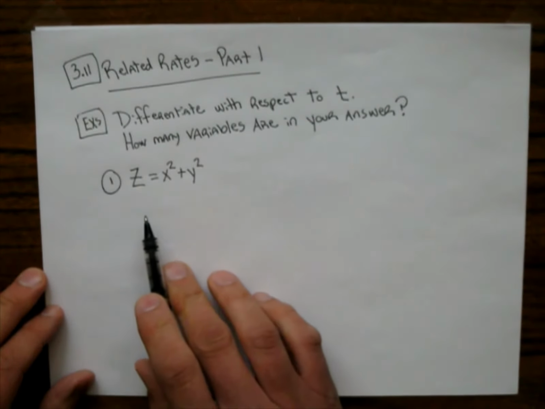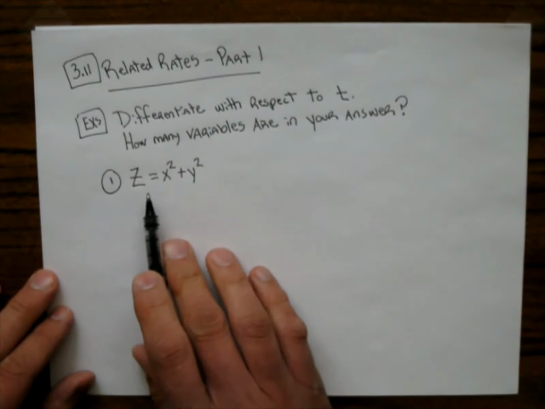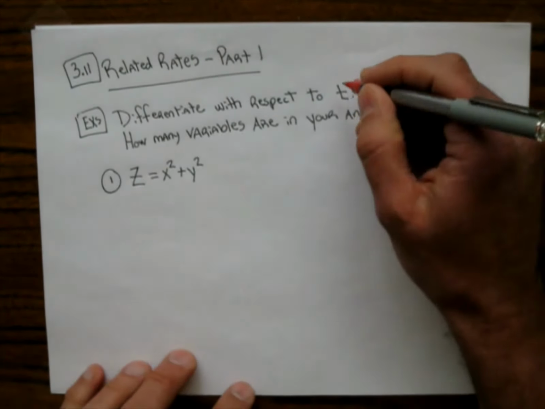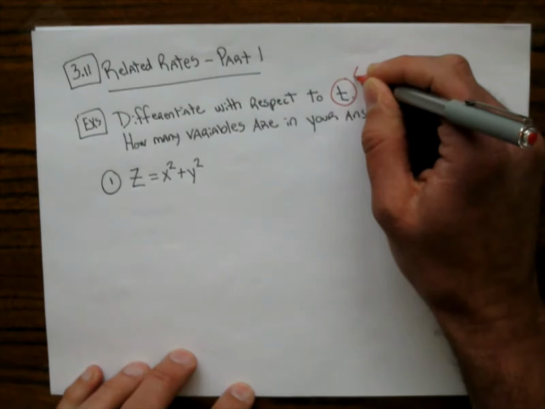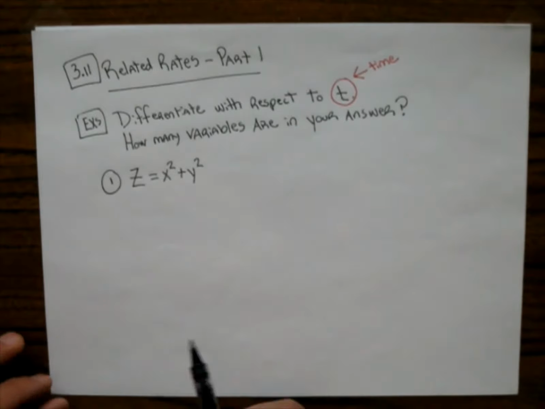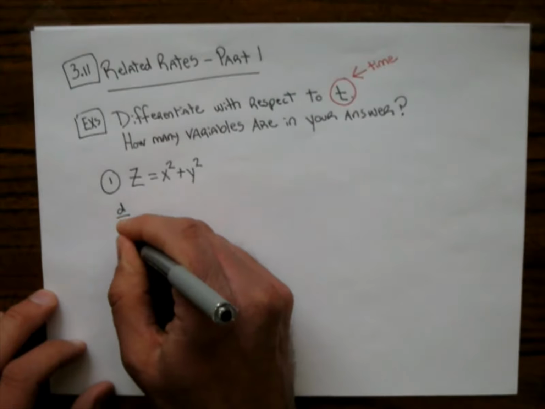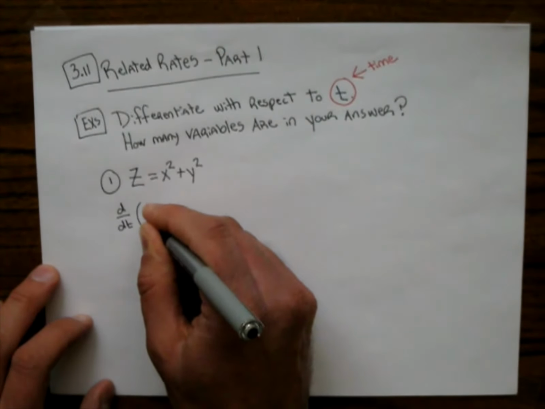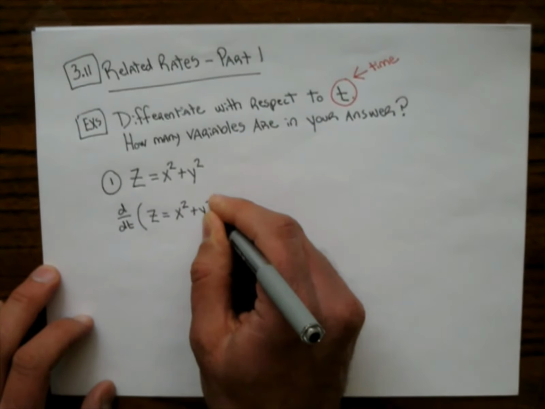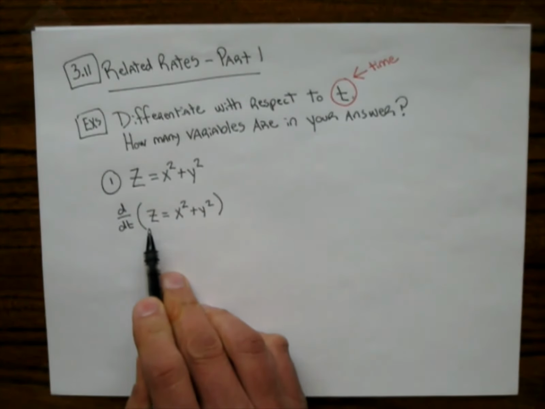Well, we've always been differentiating with respect to x in a lot of our class examples, but there are no t's in this. The first thing is to realize that t is usually going to stand for time when we do related rates. So when I differentiate with respect to t, d dt of both sides of this equation, I differentiate with respect to t on this one.